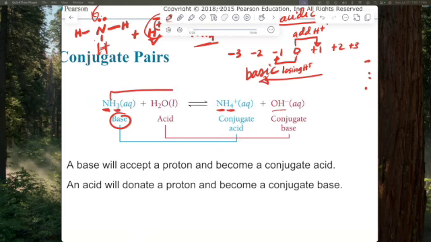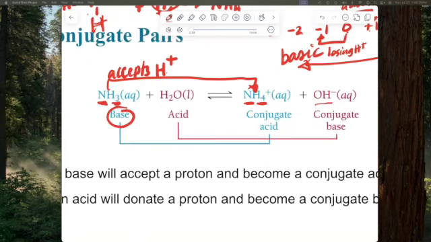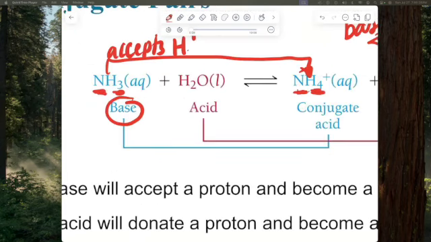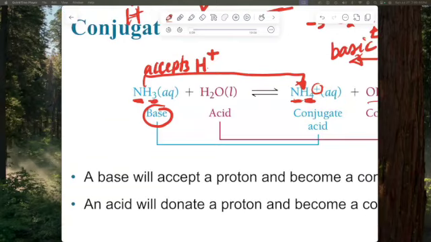So you can say from here to here, we added on one H and of course a plus, because the H and the plus come together. So that means NH3 accepts H plus, to become N with one more H, and the positive that wasn't there. So you can tell that.